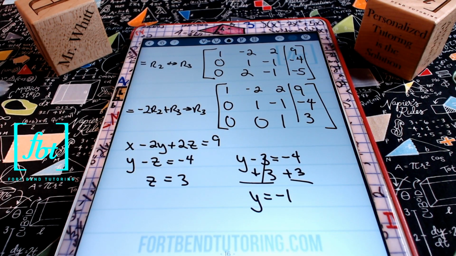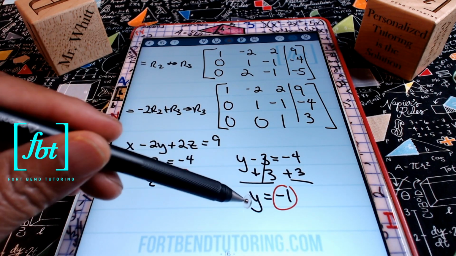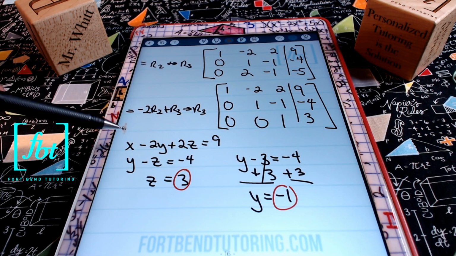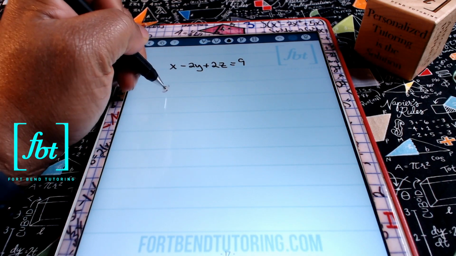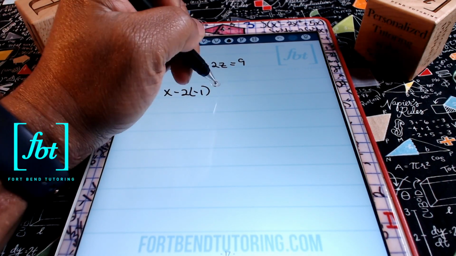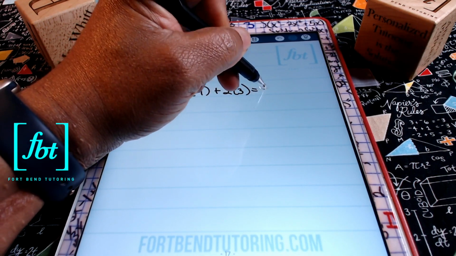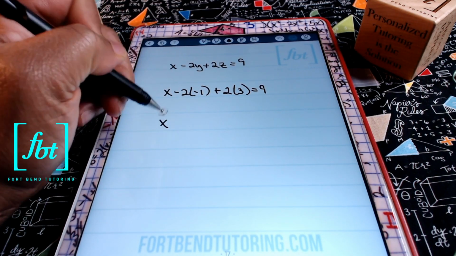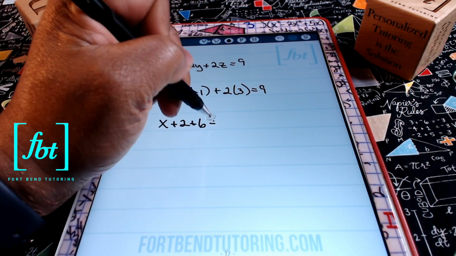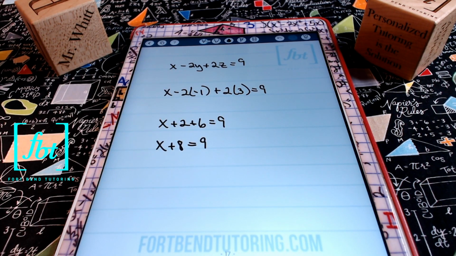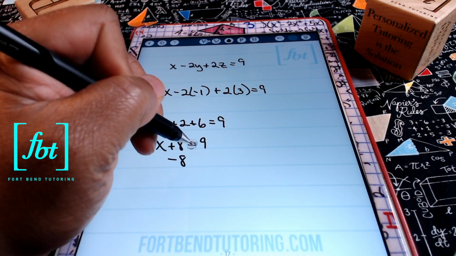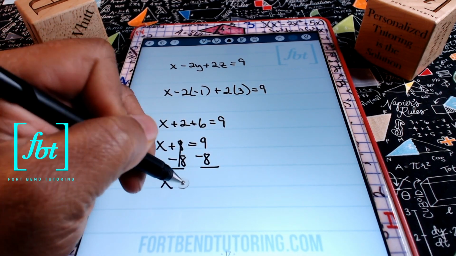So now we have z equals 3. We got y equals -1. We'll be plugging in these two values into the first equation here. So we'll keep in mind that y equals -1 and z equals 3 as we plug in those two values into our first equation in our system. Plugging in our values, we'll have x minus 2 times -1 plus 2 times 3 equals 9. Simplifying, you'll have x plus 2 plus 6 equals 9. We know that 2 plus 6 is 8, right? So we'll go ahead and rewrite it as x plus 8 equals 9. And then subtracting 8 from both sides, you'll end up with x equals 1.